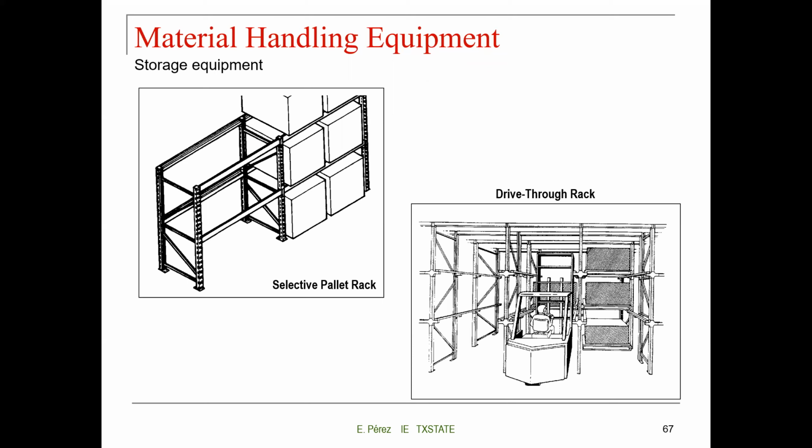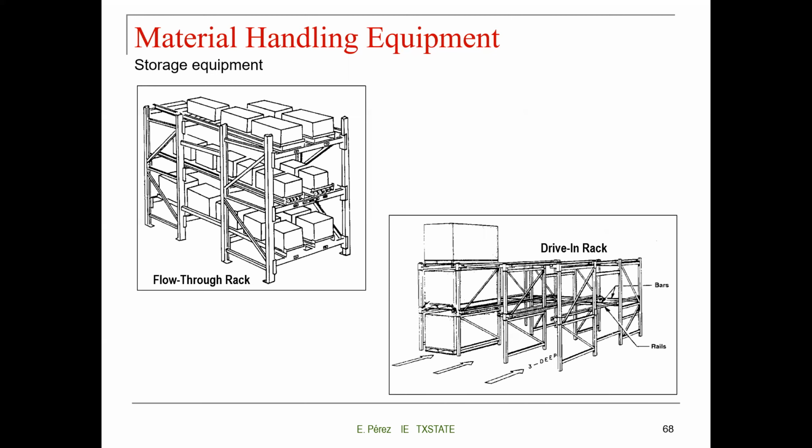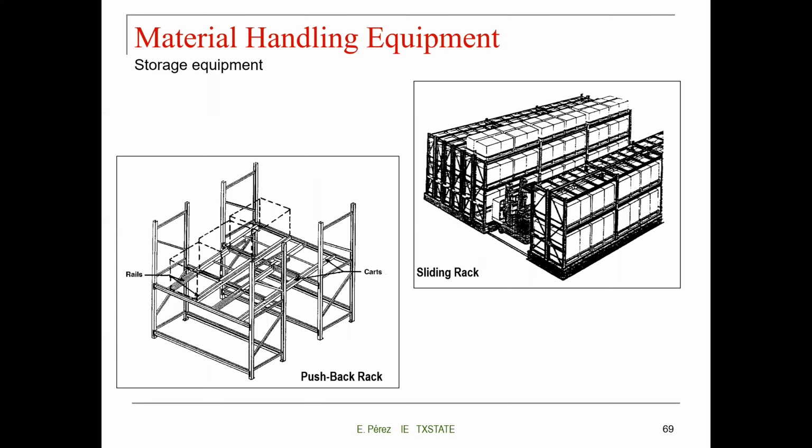The selective pallet rack, very common. The drive-through rack, it's also common in warehouses. More on the flow-through rack. In this one, you have a decline that allows you to put products on the back, and then you can pull them easily from the front. The driving rack, you have space to transport and to move between the racks. The pushback rack and the sliding rack. So this one you can pull and push and then create that space in between as needed.